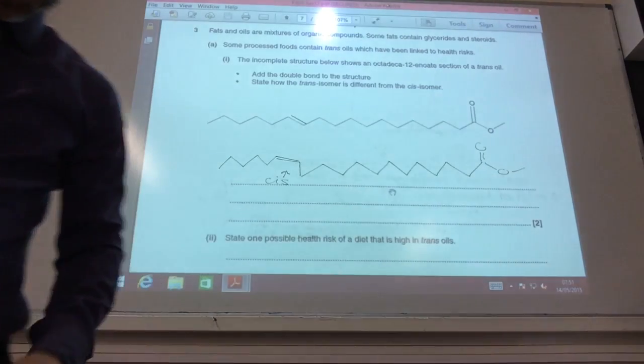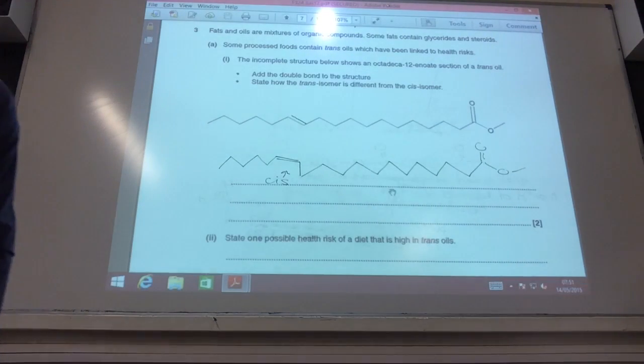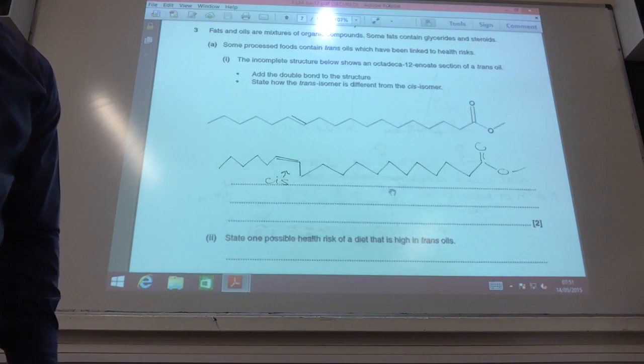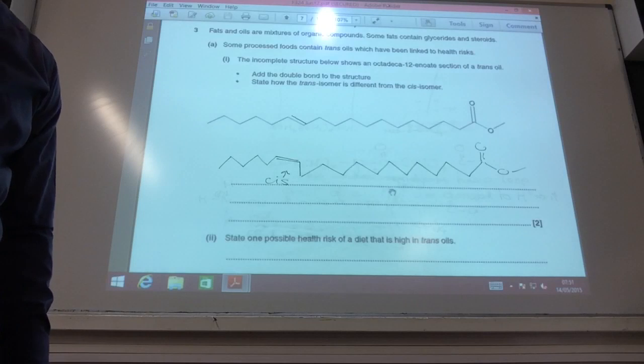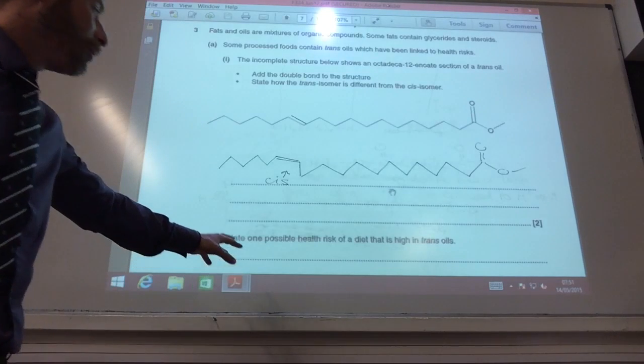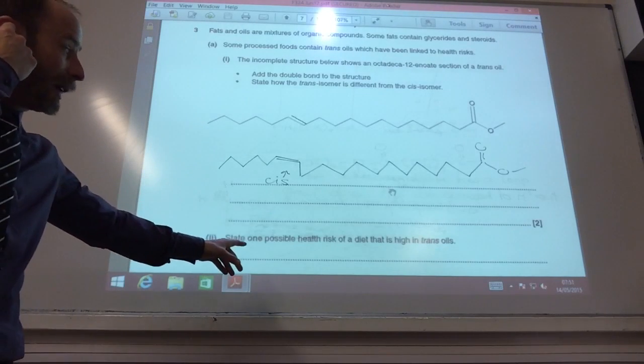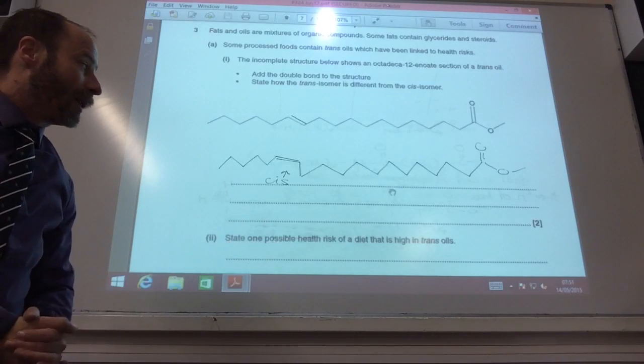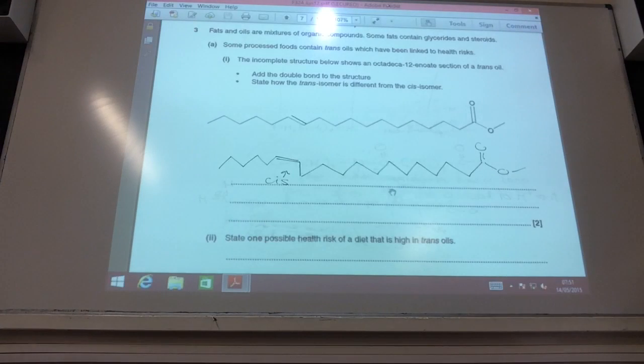And in words, as it says on the old mark scheme, the cis isomer has the branches on the same side, or it has hydrogens on the same side of the carbon-carbon double bond. One possible health risk for a high diet, which we have a lot of trans oil, is it does put you at risk of heart disease. It's not very good for you.